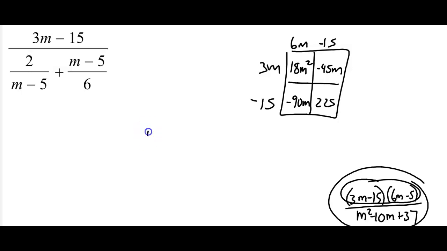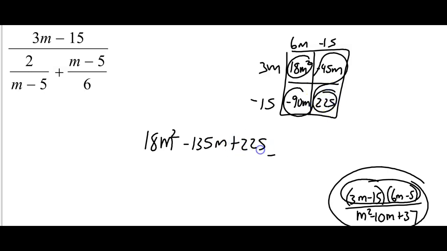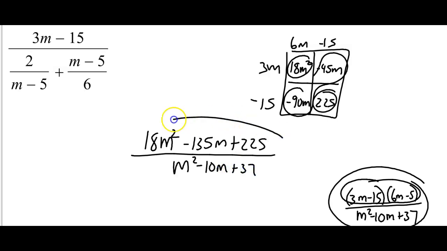So the top becomes 18m squared. And then we put these two things together. And then the 225. The bottom's already simplified, so we'll leave that alone. And there's our final answer.